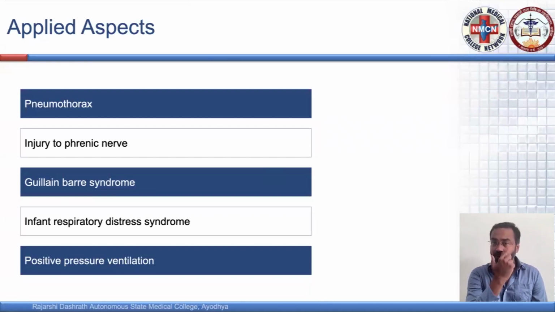Infant respiratory distress syndrome, as I have told you earlier, is because of deficiency of surfactant, which is dipalmitoyl phosphatidylcholine. If surfactant is absent, the alveoli will collapse because of surface tension, leading to infant respiratory distress syndrome. To prevent this, we have to make sure the alveoli do not collapse. So we have to maintain a positive pressure, which can be done by positive pressure ventilation. There are machines like CPAP and BiPAP. These machines provide positive pressure and keep the alveoli open and patent so that they don't collapse.